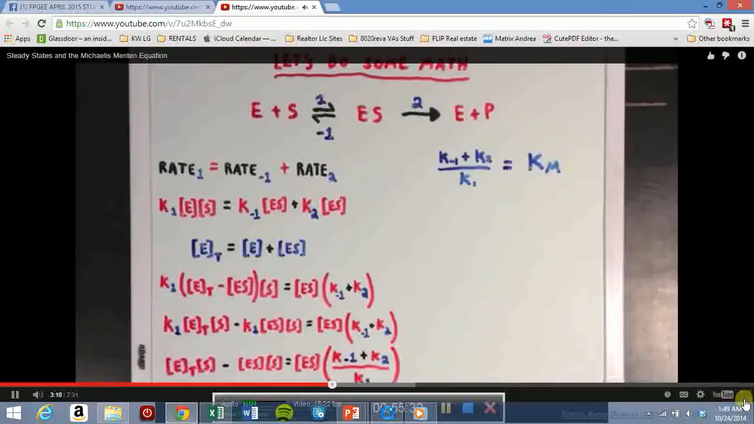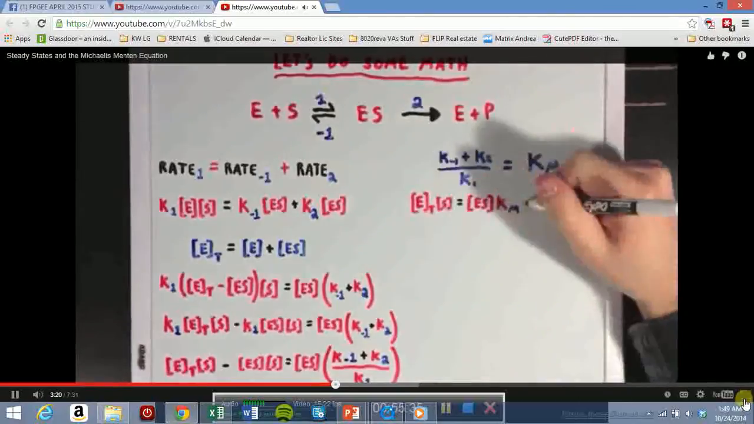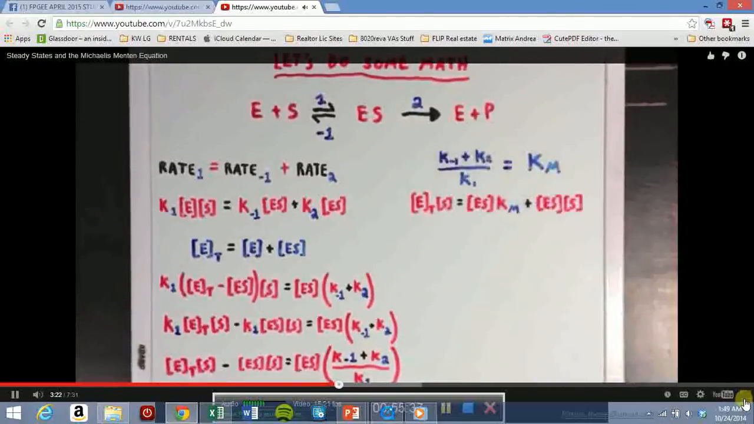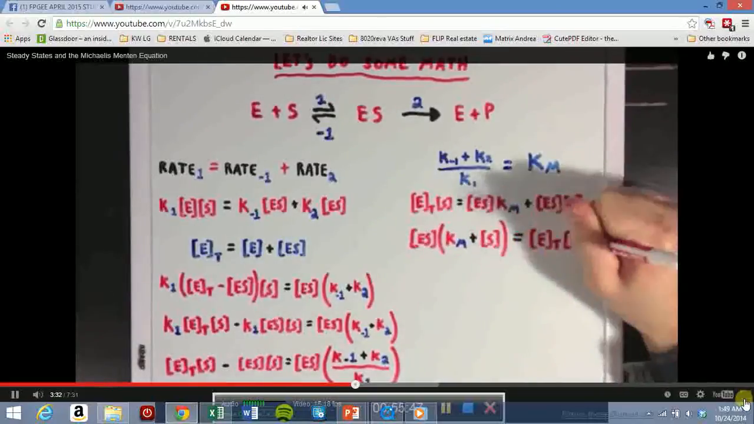So in this next line, I've done two things. First, I've thrown in that Km value that I just mentioned, but I've also added ES times S to both sides of the equations, and thus moved it from the left side to the right. In the next line, I've done two things.